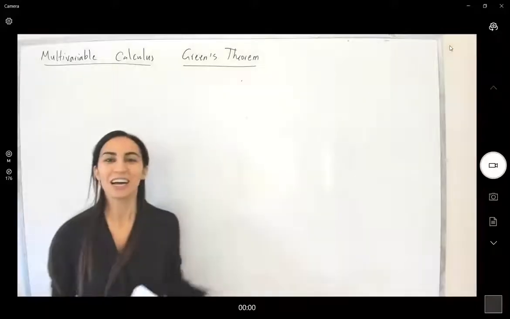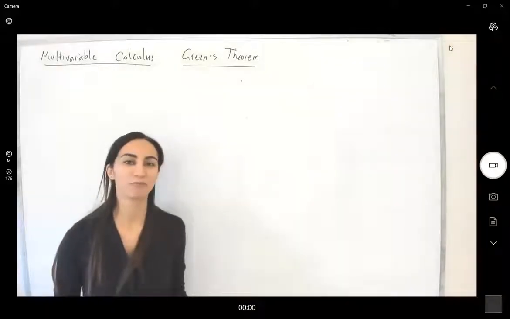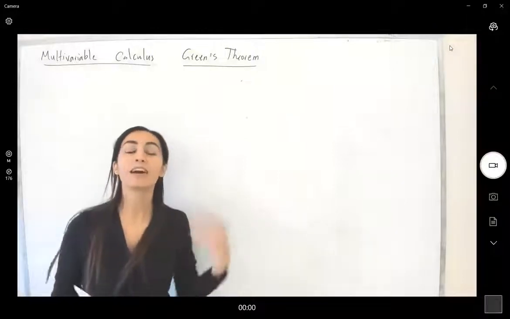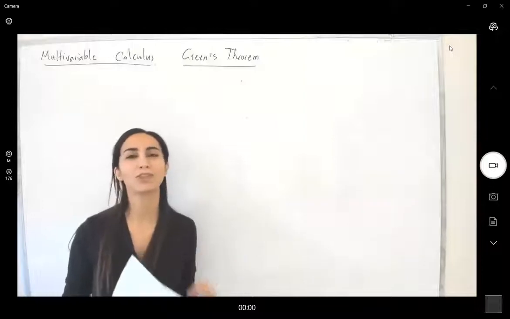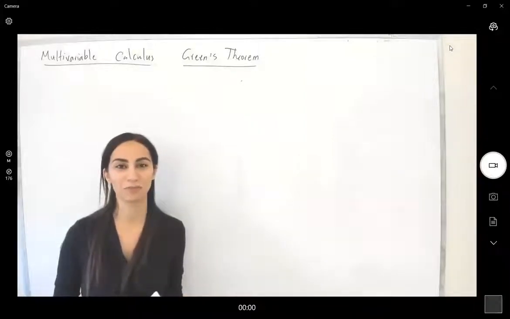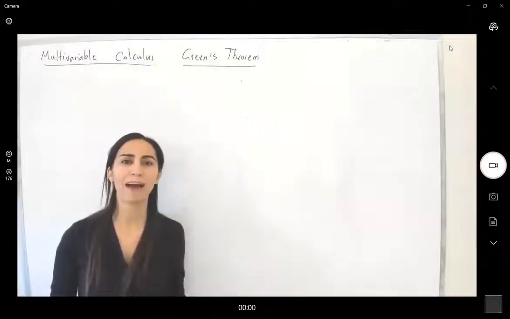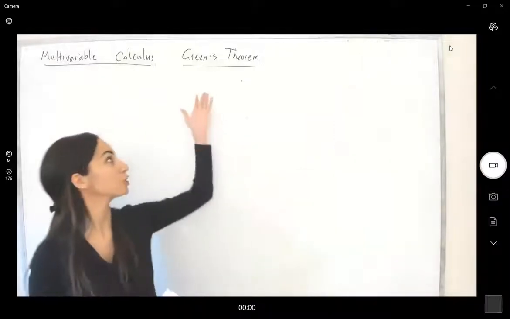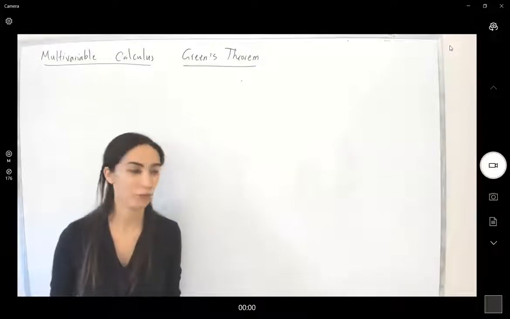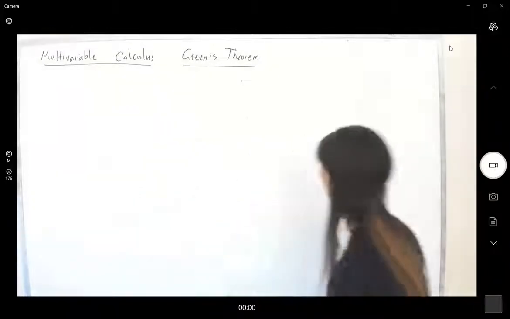So let's continue. Now we're going to see a connection between a line integral and a double integral. With actually having the properties that satisfy a theorem, we're going to introduce Green's theorem. So this is our objective.